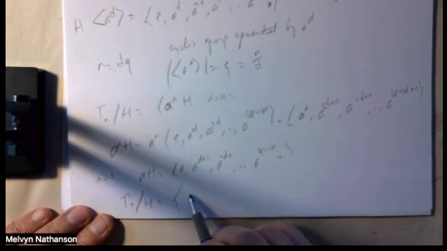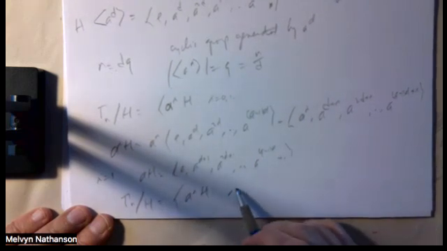And the quotient group, gamma N modulo this H, consists of the left cosets, A to the I H, where I goes from 0 up to D minus 1.